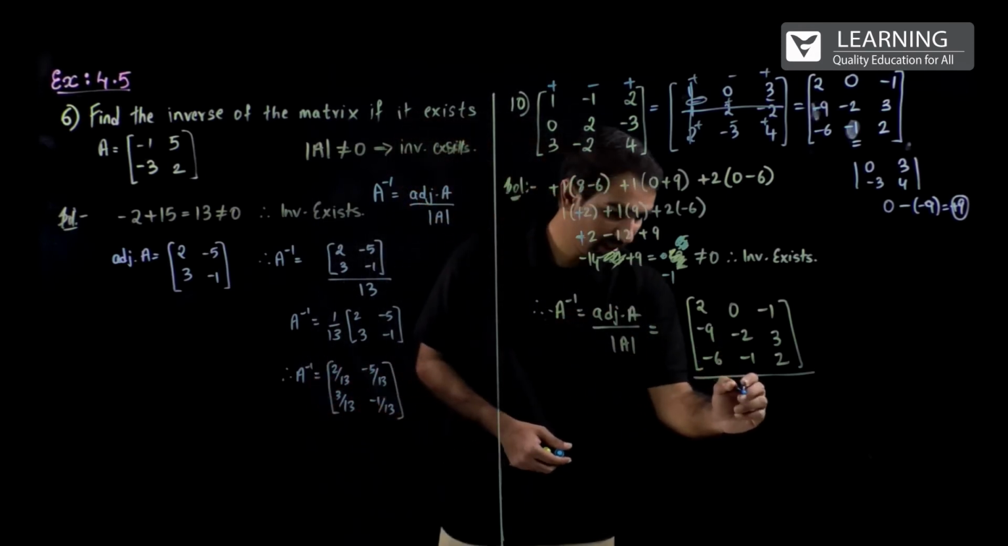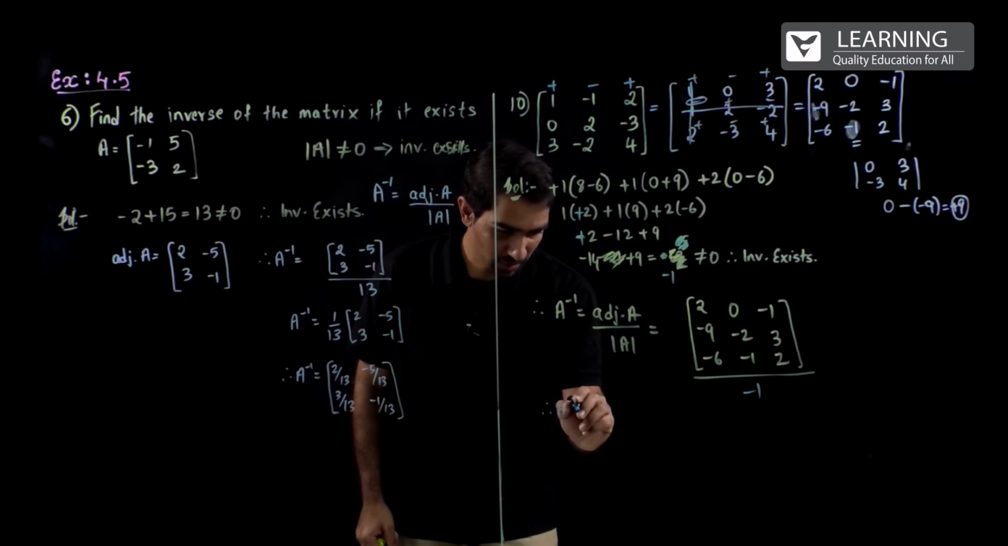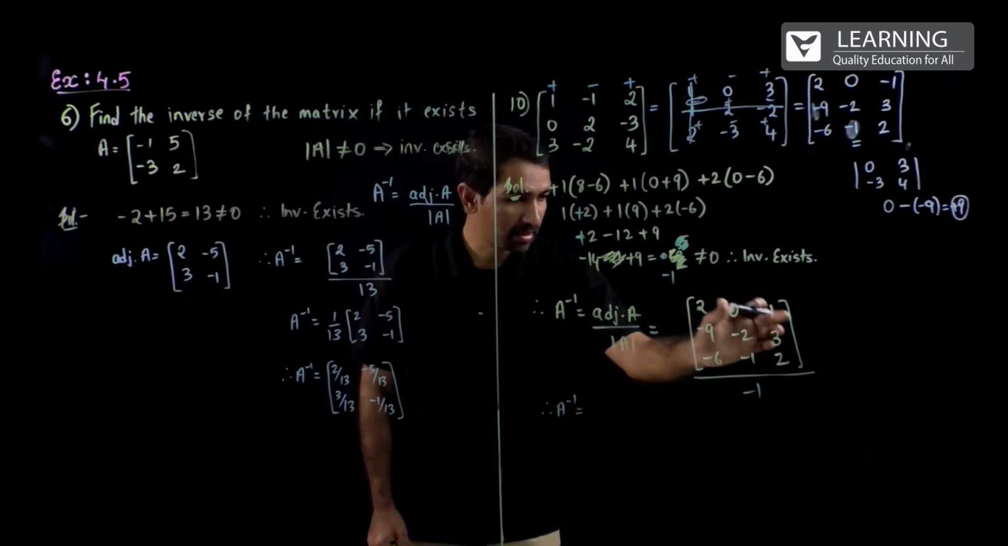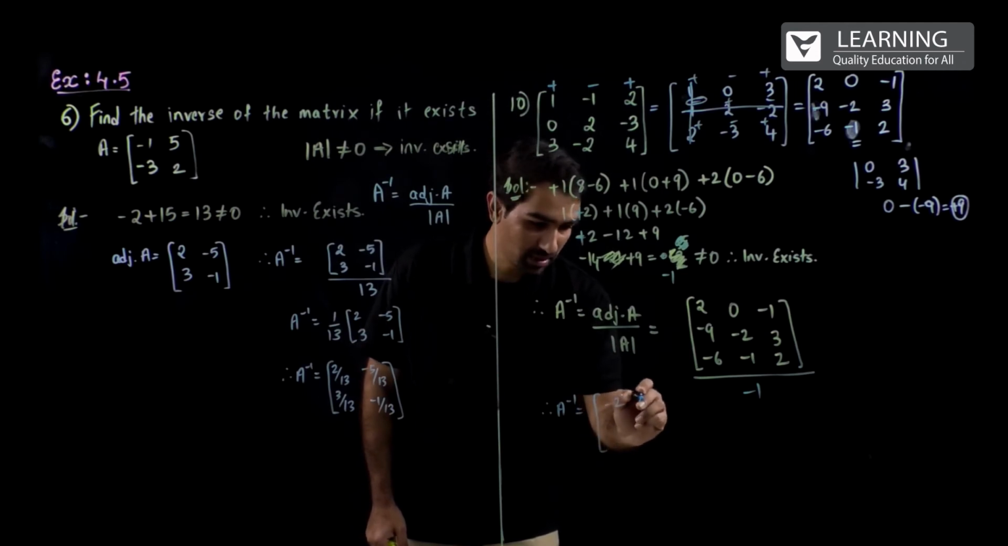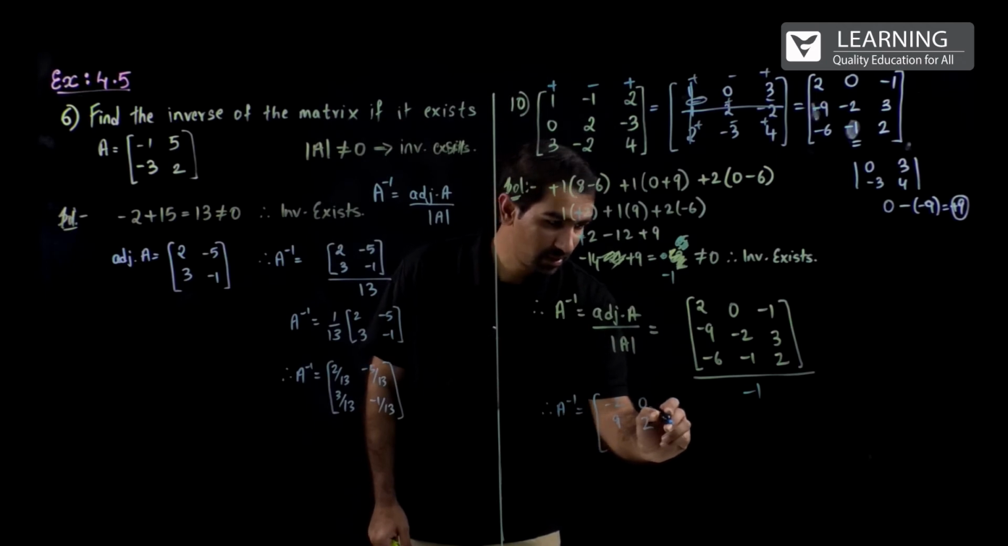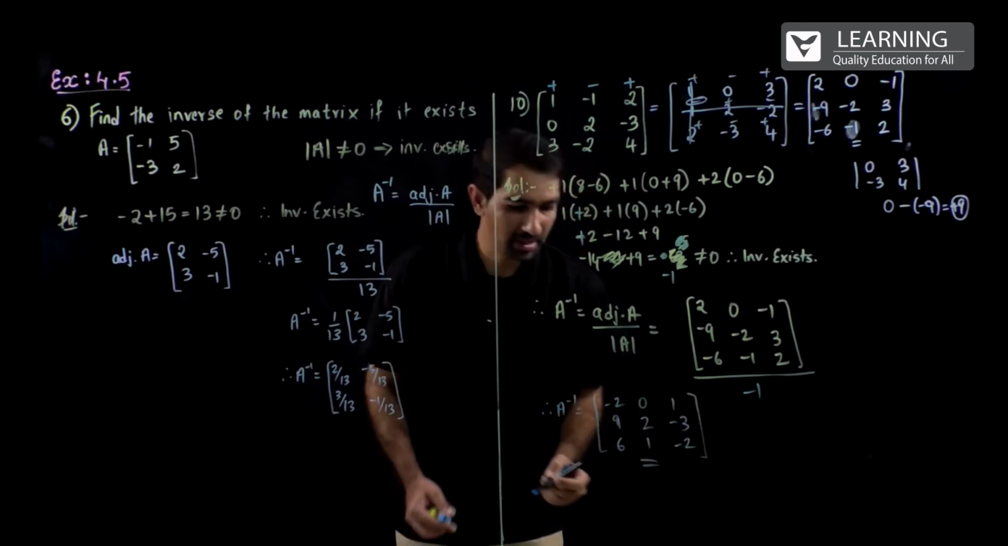So the whole divided by minus 1. So finally you can write, therefore A inverse equal to, so this minus sign will get multiplied inside. What will we be getting? We will be getting minus 2, 0, 1, 9, 2, minus 3, 6, 1, minus 2. So this is our inverse of A.